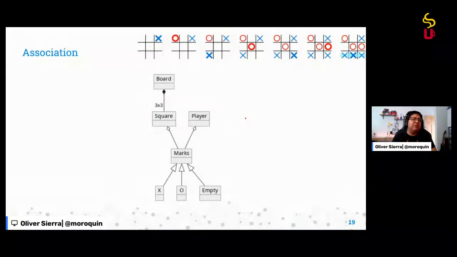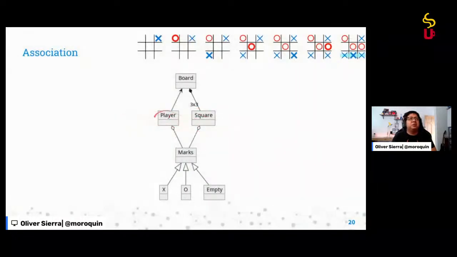Okay, but we also have a player. The player aggregates a mark, because each player will have an X or O mark. But this player will help me to create a new relationship, the association. The association means that the player associates with the board, but the board isn't a part of a player. Me, like a player, I use the board in order to put a mark in some place or play with other people, but it isn't a part of a player. Conceptually, it isn't part of the concept of a player. That's the reason why I used the association here.